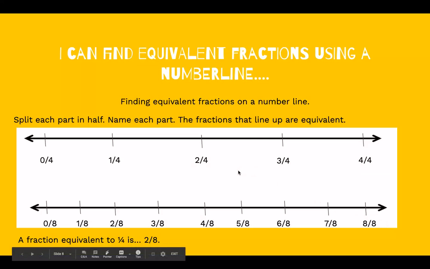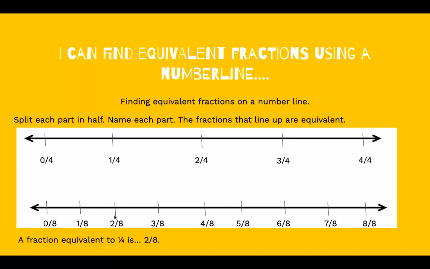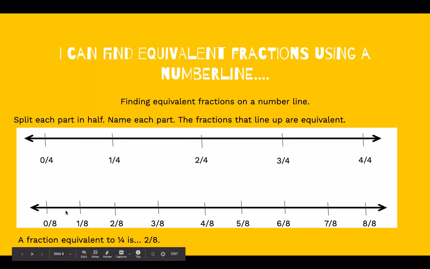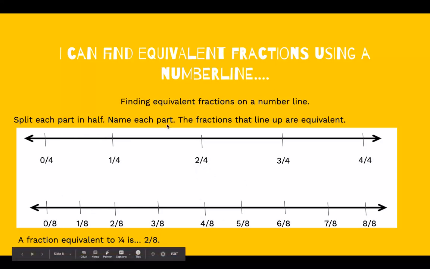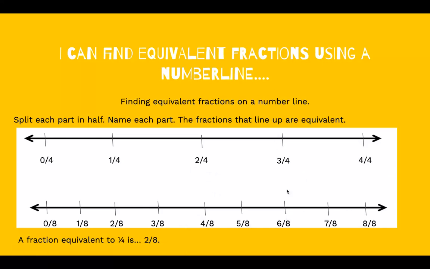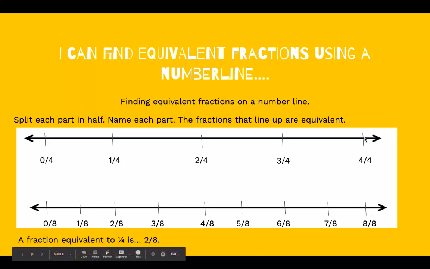Now I'm looking for the fractions that line up because they have the same value. When I look at 1/4, I see that 2/8 lines up with it. They cover the same amount of space, they have the same value. 2/8 just has smaller pieces. 1/4 has one piece, but it's much bigger than the eighths. Same thing with 4/8 and 2/4. They cover the same amount of space on the number line. 4/8 just has smaller pieces than 2/4. 6/8 and 3/4 also line up. They have the same value, just different size pieces. 4/4 and 8 out of 8 also are equivalent fractions. They both equal the fraction a whole.